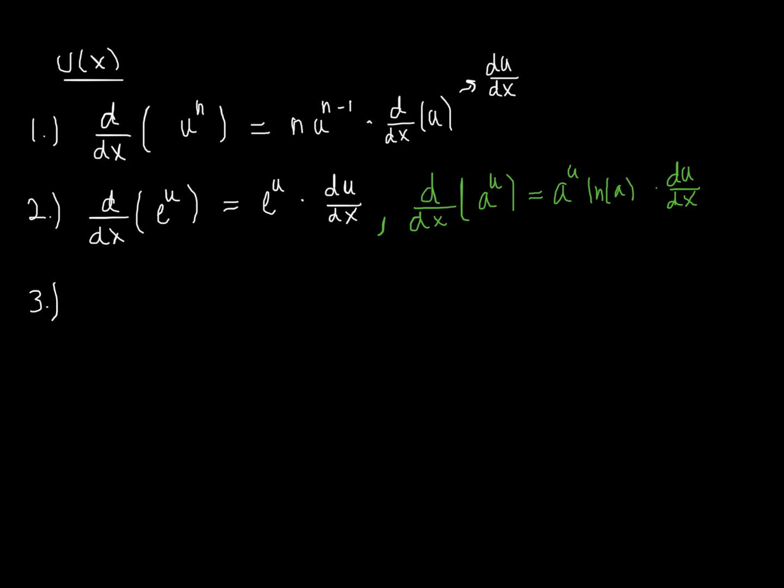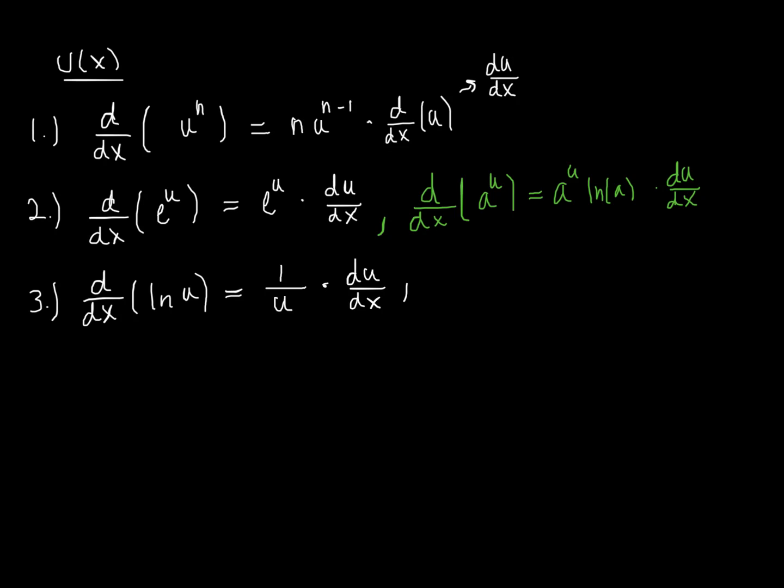Next, we have a logarithmic function, so the derivative with respect to x of the natural log of u. And so here the outside function is the natural log function. So I take the derivative of the natural log function, which is 1 over whatever its argument is. So in this case, 1 over u. And then I take the derivative of the inside function, which is u. So du dx.